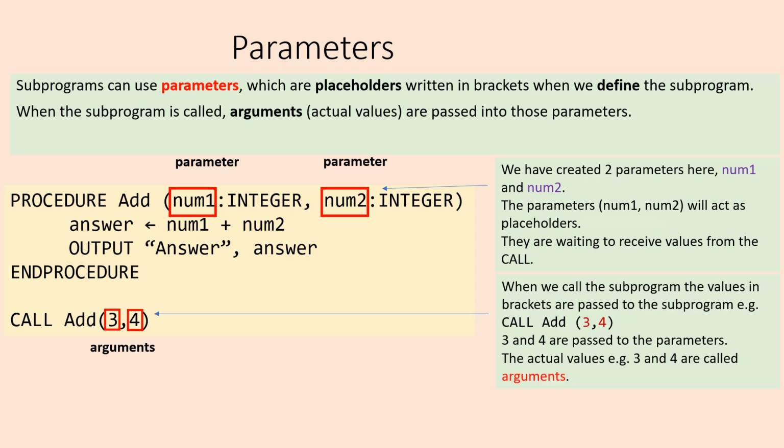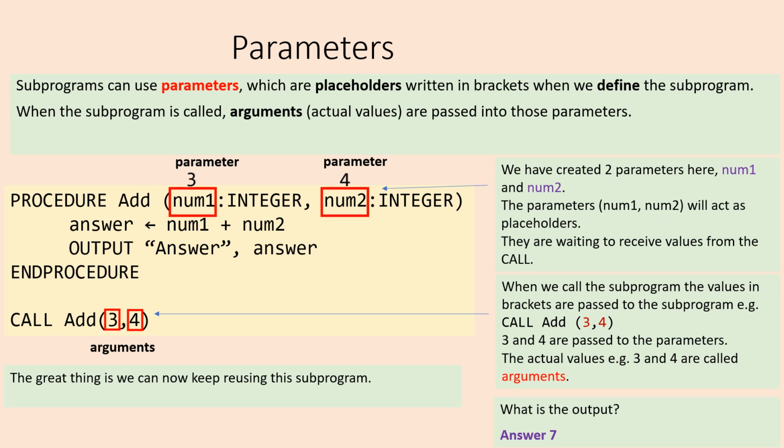And when we call the subprogram, the values in brackets are passed to the subprogram. So for example, call add 3, 4. So we can see 3 is being passed to num1, and then 4 is being passed to num2. So we've passed our arguments to the parameters. Our subprogram can now use num1 and num2 as you would use normal variables in any program. So what will be the output? Well, I'm pretty sure you've already figured that out. So we're just adding 3 and 4 here inside a subprogram, and then we're outputting answer 7.